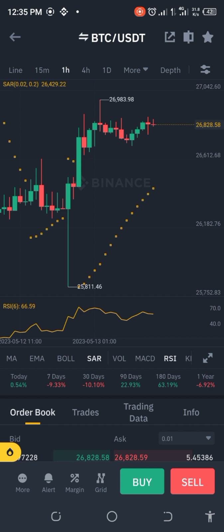So when you see that the parabolic SAR is here, still going up and hasn't switched, the direction of the price looks like it's still going to go up. And that's what it's looking like to me, that the price might still go up at this point.